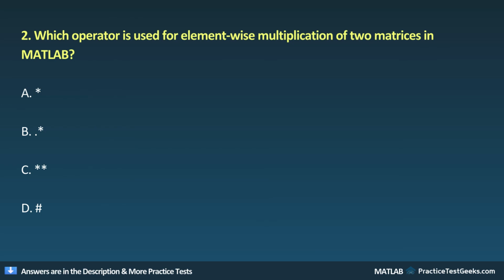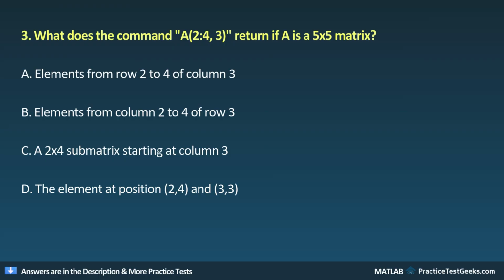2. Which operator is used for element-wise multiplication of two matrices in MATLAB? A. A star. B. Dot. C. Dot. D. Hashtag dot.